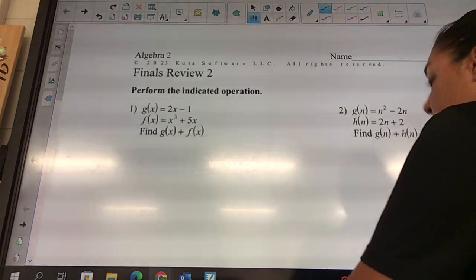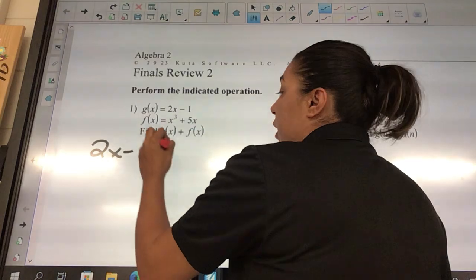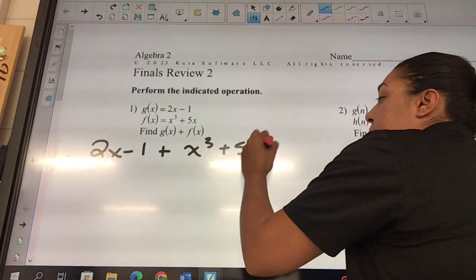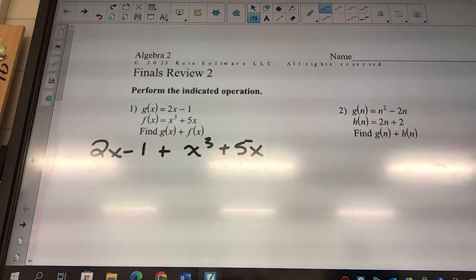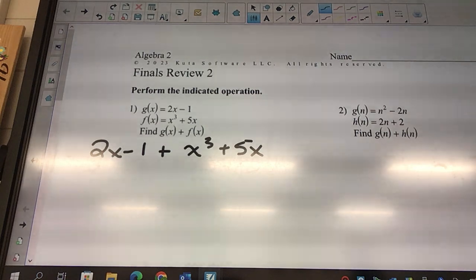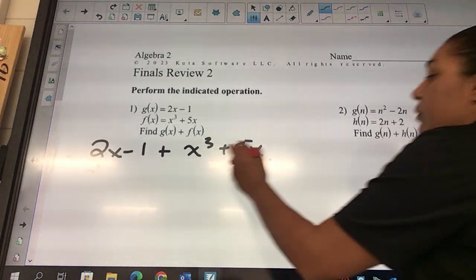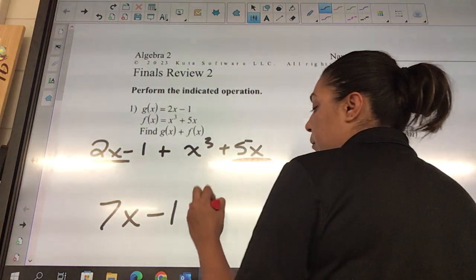Plus f. So we're going to write down our g function, which is 2x minus 1 plus the f, which is x³ plus 5. Okay, and then from there we're going to combine like terms. What can we combine? 5x and 2x to give me what? 7x. 7x minus 1 plus x³.